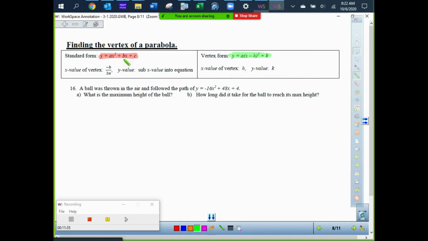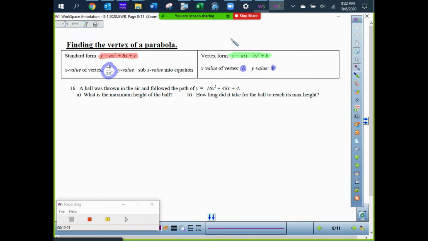Is it in standard form or is it in vertex form? Standard form, we do the same old story. Opposite of b over 2 times a to find the x value, just like we did before, and then we sub that in to find the y value. But vertex form, it's called vertex form for a reason. You could literally look at it and see what the vertex is. The vertex is always h comma k. Remember, just like the purple note card, h is the opposite of what you think right here. So here's the h value, opposite game. Here's the k value.